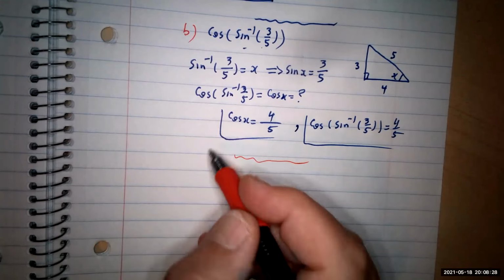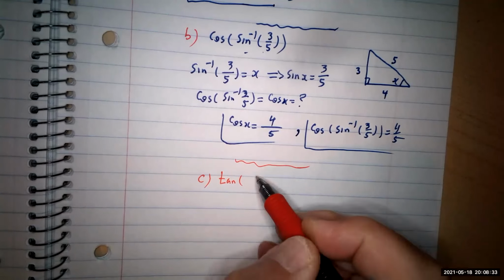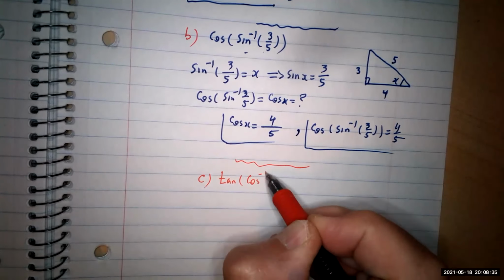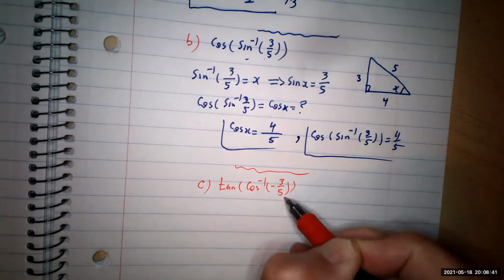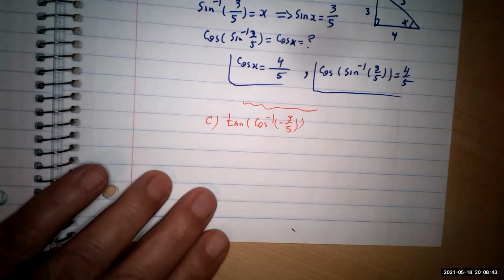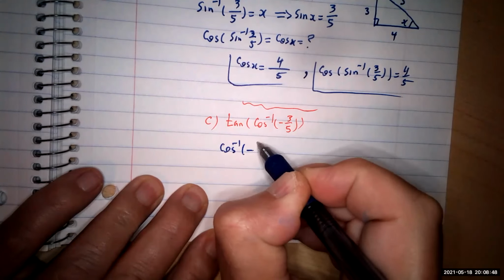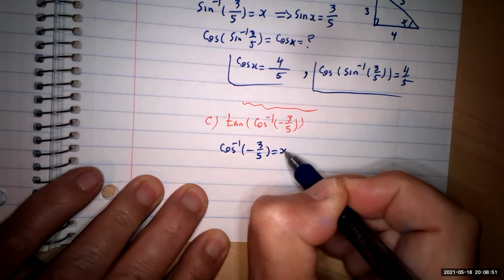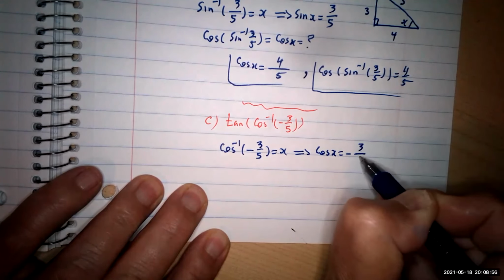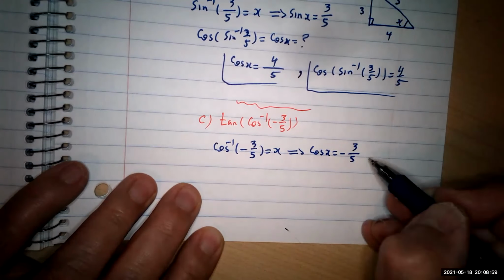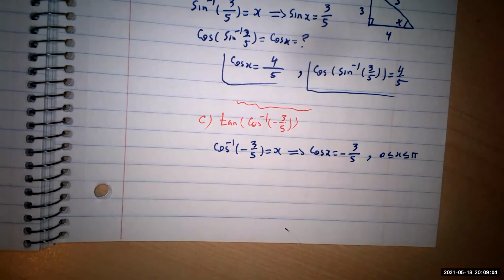The other one is over here, we have a tangent. Okay, of the cosine inverse of negative 3/5 now. When it's a negative, you got to be careful. Okay, the first step, cosine inverse of negative 3/5. You call it x. Cosine of x is negative 3/5. You know that the x is between 0 and pi this time for the cosine.